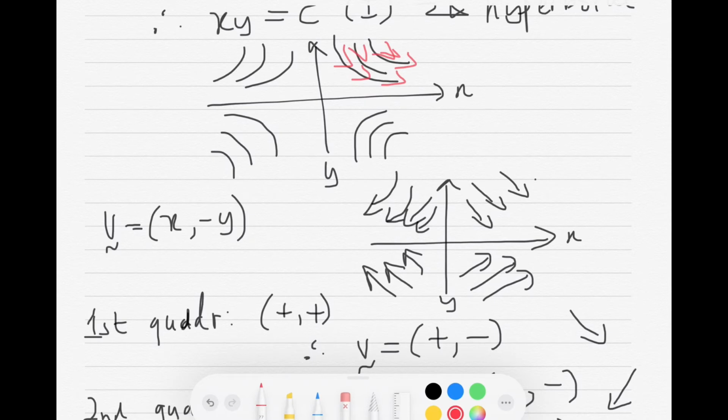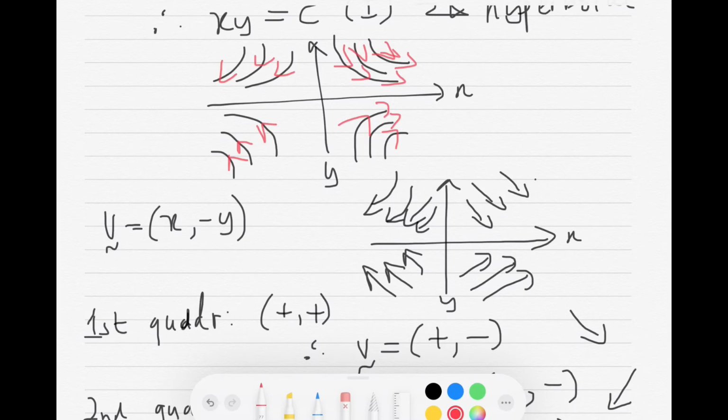In the second quadrant, it will be pointing that way. In the third quadrant, I'm imposing the directions that we just constructed, and in the fourth quadrant, we have generally those directions. And then, of course, one needs to determine the directions of the vector field V along the axes too.